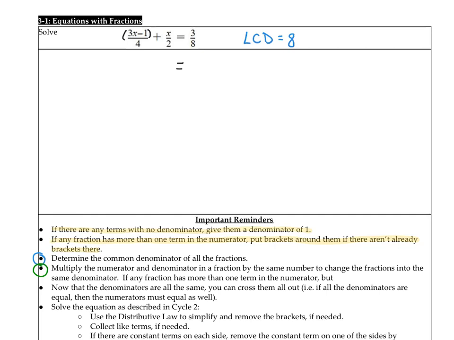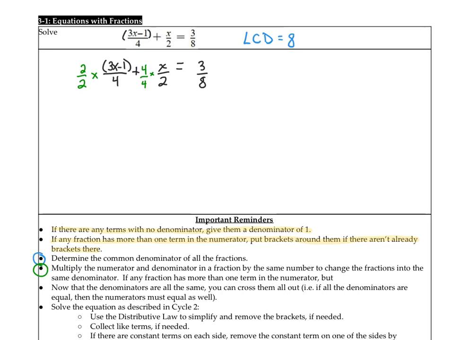So the first fraction, 3x minus 1 over 4, has to be multiplied top and bottom by 2, because then the denominator will change to 8. The next fraction is x over 2, and in order to change that into a denominator of 8, you have to multiply top and bottom by 4. And lastly, on the right side, 3 over 8 already has a denominator of 8, so you do not have to multiply the top and bottom by anything.